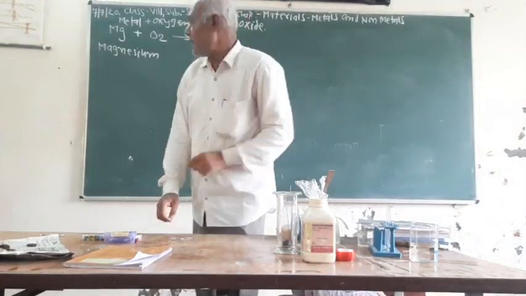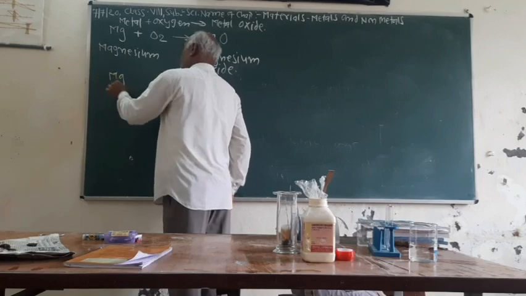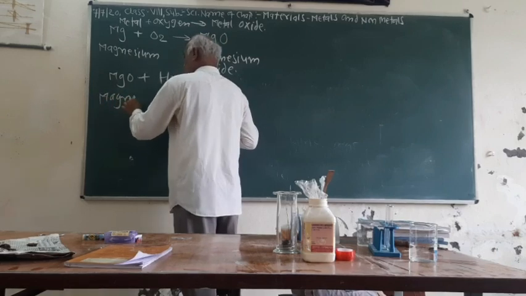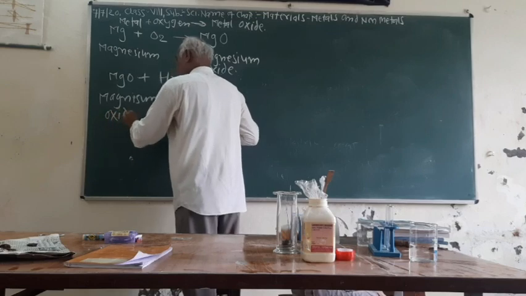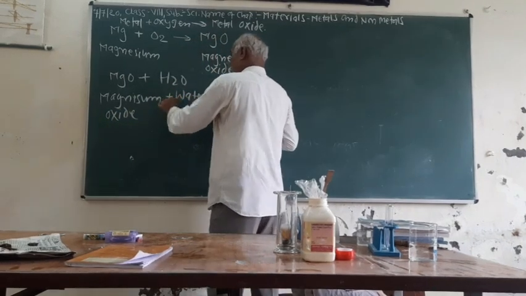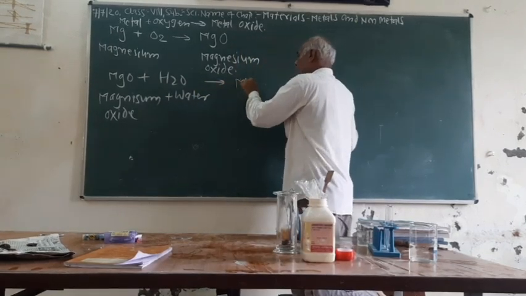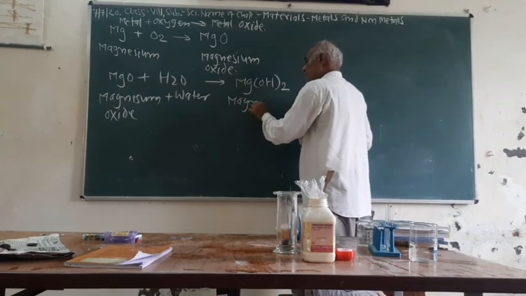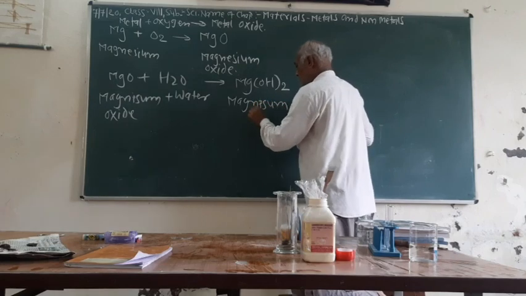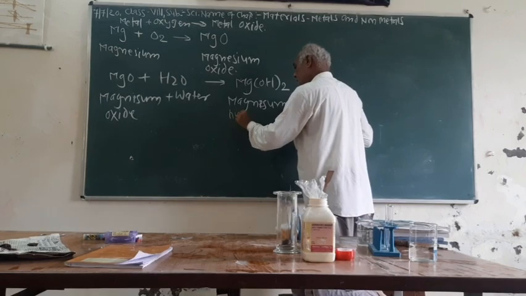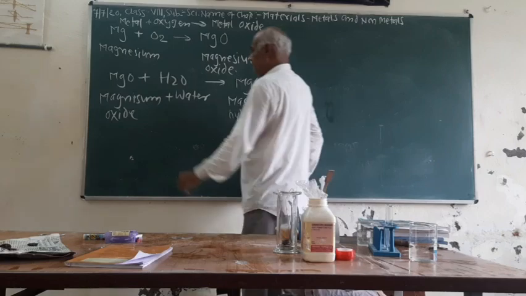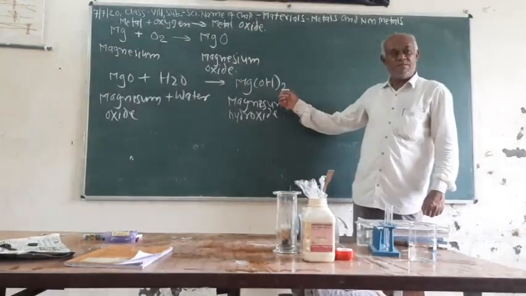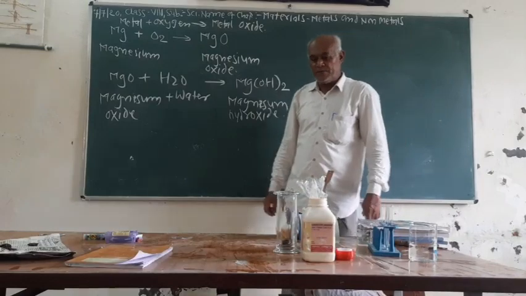If we dissolve this magnesium oxide in water, it turns into magnesium hydroxide, Mg(OH)2. This is magnesium hydroxide. And we test the chemical nature of this magnesium hydroxide with the help of litmus paper.